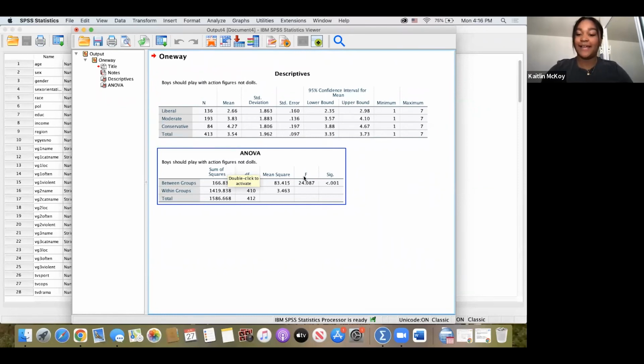P is less than 0.001, which indicates a very low likelihood, 1 in 1,000, of observing the differences in means among people with 3 different political ideologies when there are no such differences in the population. In this output, you can see that the conservatives had stronger endorsement of this view compared to liberals, and the chances of obtaining this result when there is no such difference in the population is less than 1 in 1,000.